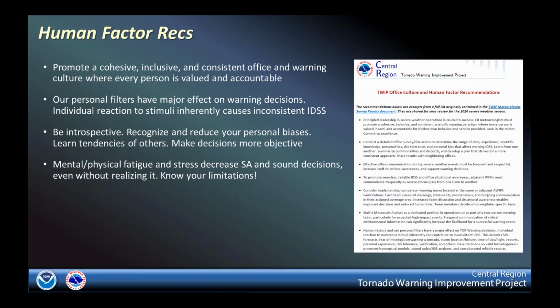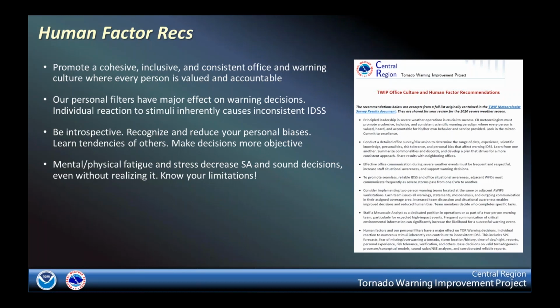So first and foremost, at every office, these are things to think about as we are now entering into the new convective season. First of all, build that rock foundation in your office. If it's not already there, which I'm sure it probably is in most instances, promote a cohesive, inclusive culture in your office in general and in warning operations. Each person is valued. They all bring talents to the table in the total IDSS that we provide, and they should also be personally accountable.